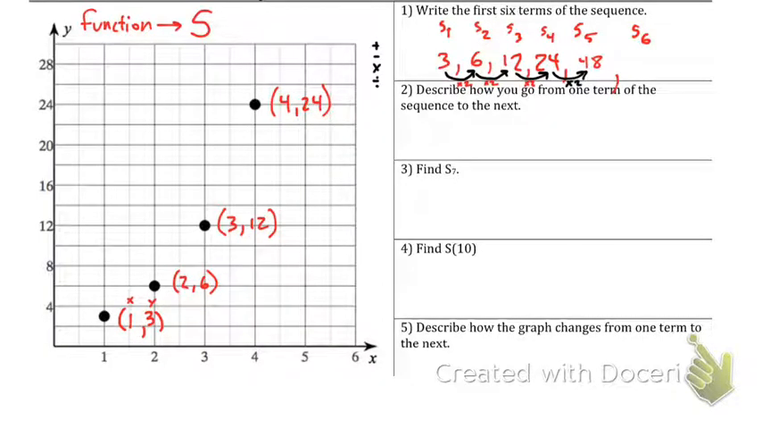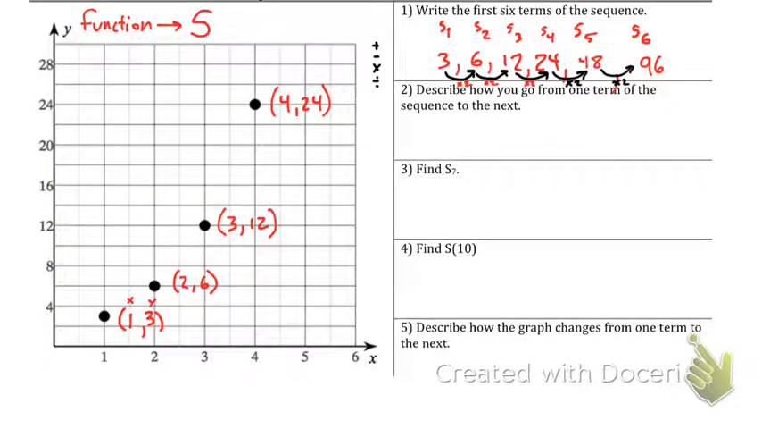Multiplied by 2. And now to get to term 6, we multiply by 2 again. So if you do this correctly, term 6 is 96. And now we have the first 6 terms in our sequence. Okay? And this is a sequence. Remember, the sequence is just our outputs, our y's.